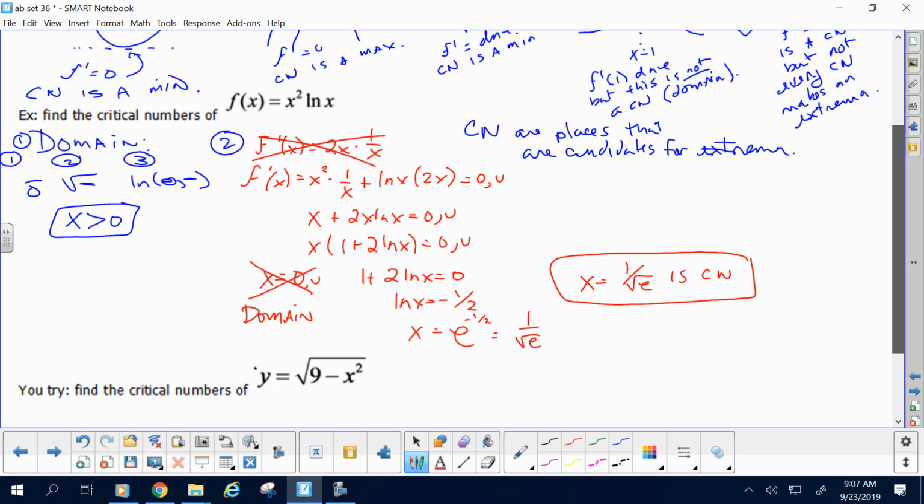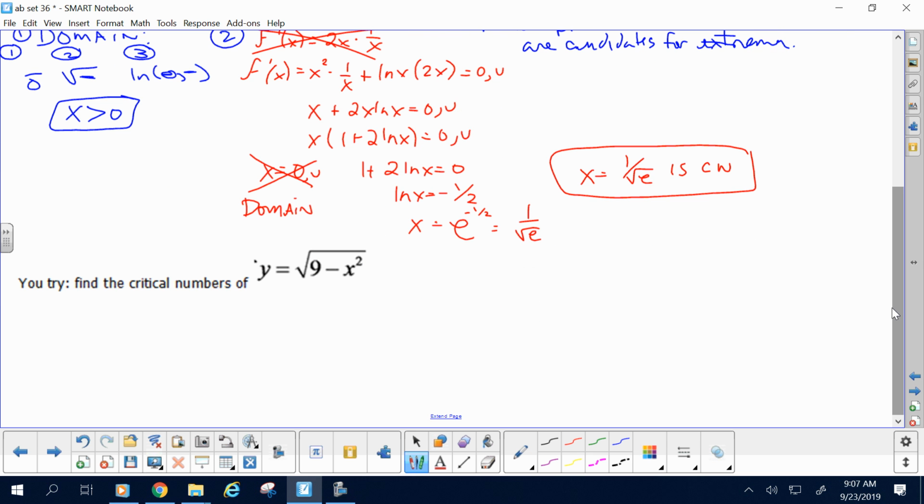There was no undefined place. Anywhere it's undefined wouldn't be in the domain, so that was a non-issue here. You might ask, what about those undefined? We'll get to that in a second. All right, you with me so far? All right, try this on your own then. Find the critical numbers of this. Start with the domain.